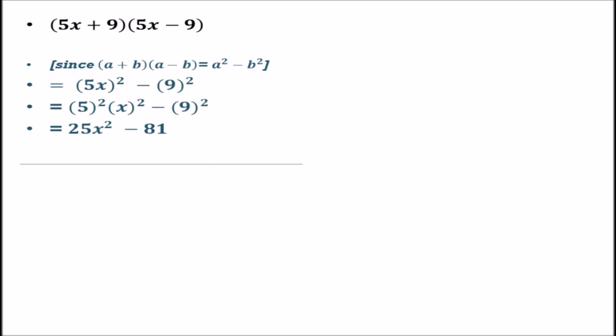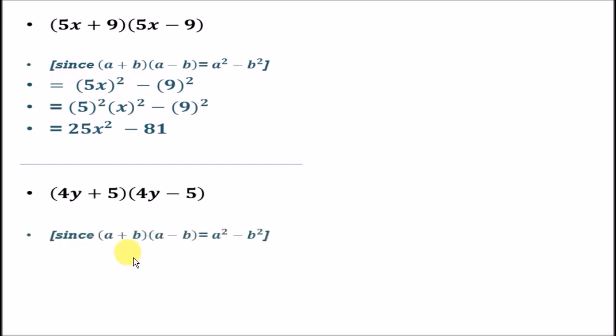Moving on to the next question now. (4y plus 5) into (4y minus 5). Considering 4y as a and 5 as b, since (a plus b) into (a minus b) equals a square minus b square, we get (4y) whole square minus 5 square. 4 4s are 16, y is a y square, minus 5 5s are 25. So the answer is 16y square minus 25.